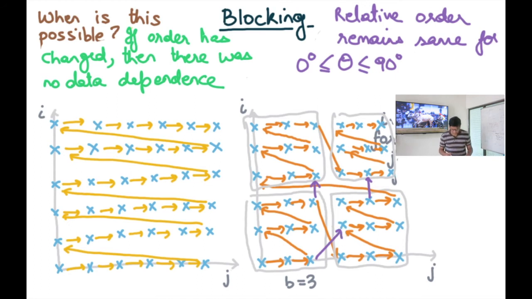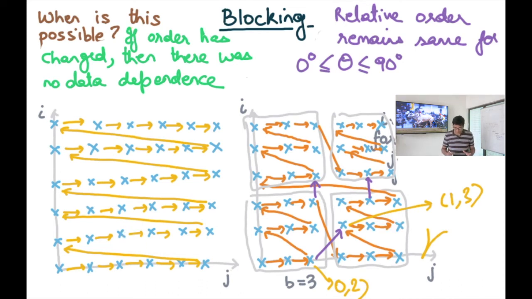So let me take some examples. These purple edges here are representing dependency edges. So let's look at this particular dependency edge that's going from 0,2 to 1,3. Notice that this is an acute angle, so theta is something between 0 and 90. And we can see that the relative order between 0,2 and 1,3 is preserved between the original execution order and the new execution order. In both cases, 0,2 precedes 1,3, and that's true for both the original order and the new order.